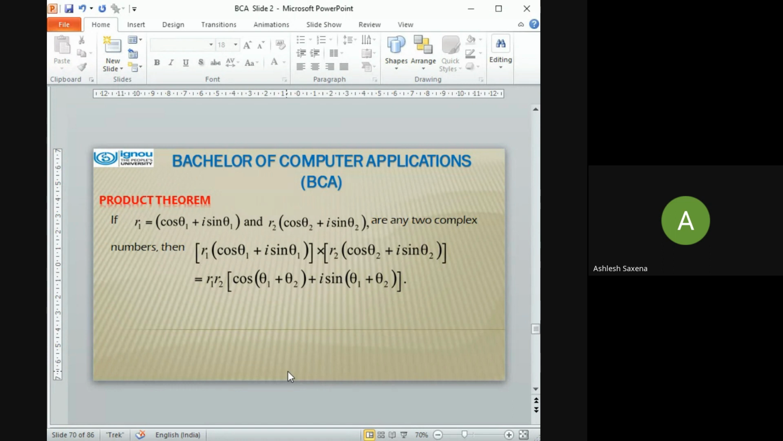Now we have to multiply these numbers. z1 is equal to r1 into cos theta 1 plus i sin theta 1. z2 is r2 into cos theta 2 plus i sin theta 2. So when you multiply it, what will happen? The r1 and r2 will be multiplied together, and that number will be multiplied by the trigonometric component, a combination of real part and imaginary part. So it will be cos of theta 1 plus theta 2 plus iota sine of theta 1 plus theta 2.